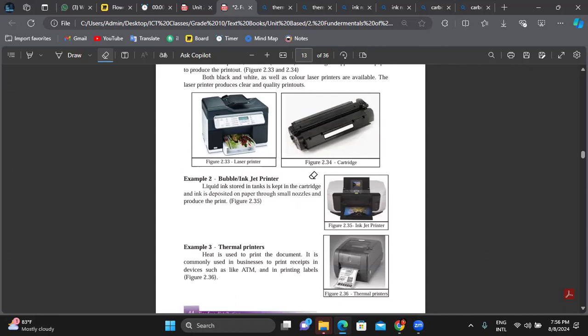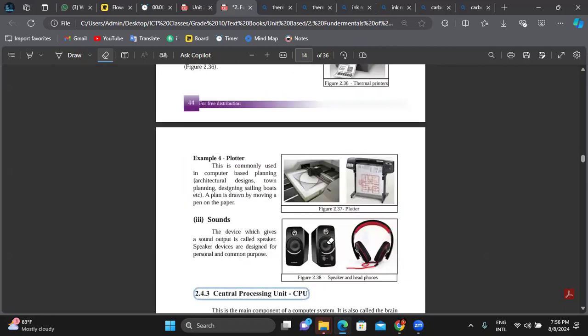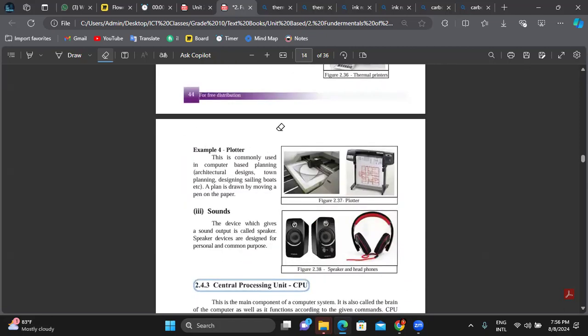Likewise, there's another printer called the bubble inkjet printer. The other one is a thermal printer. We'll discuss the thermal printer. Then we'll come to the plotter. That is also a non-impact printer.